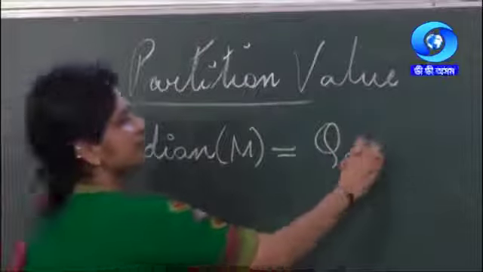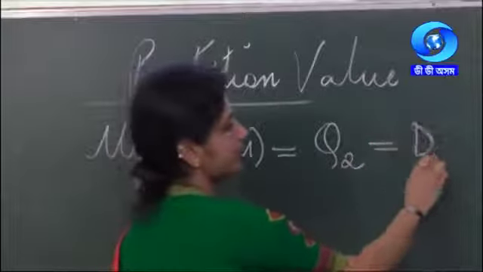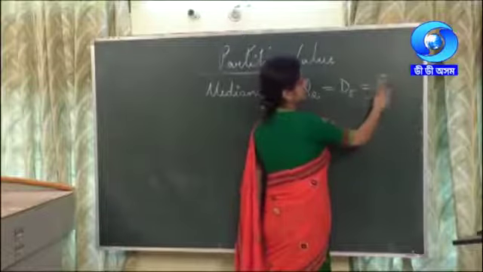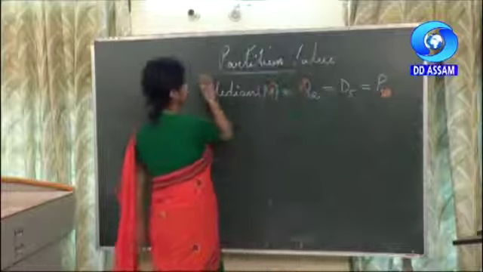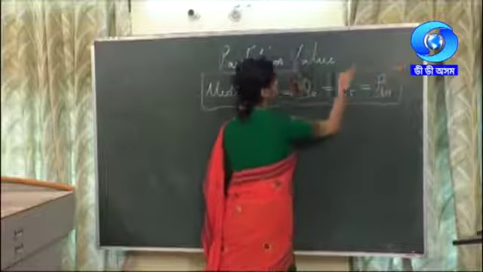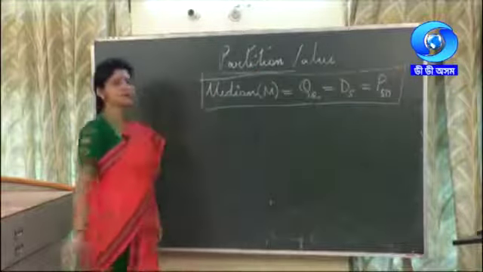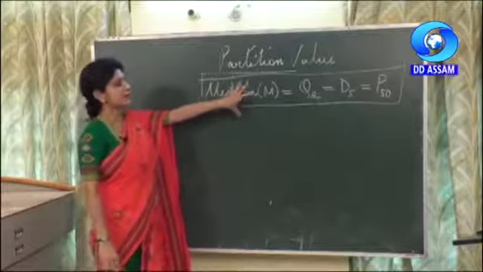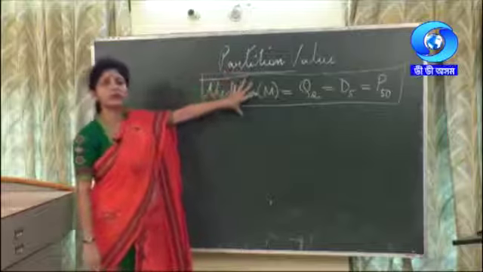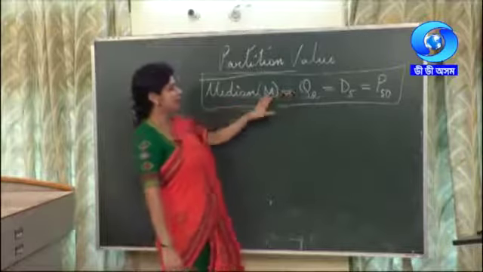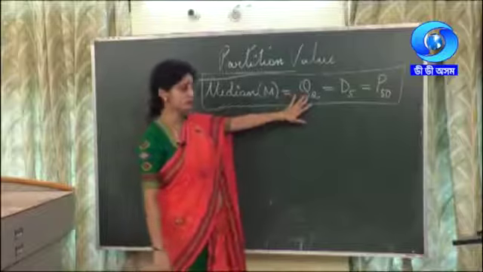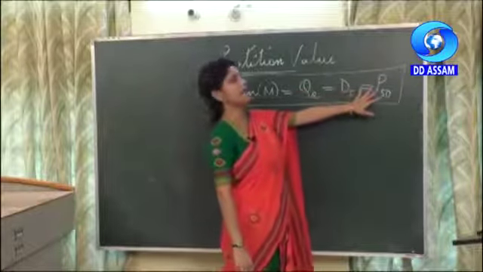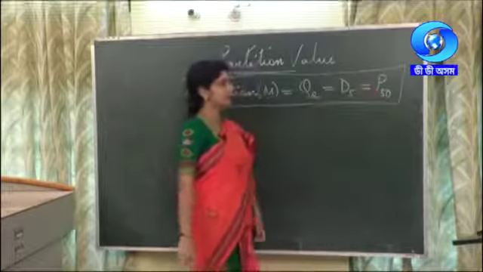Q2 is equal to the 5th decile, D5, and the 50th percentile, P50. This is a very, very important relation which you should always remember. Always remember the relation of the median with the other partition values. Median is nothing but Q2, and it is also equal to D5, the 5th decile, and the 50th percentile.